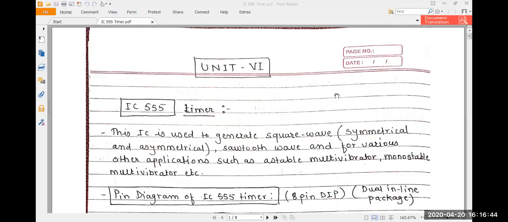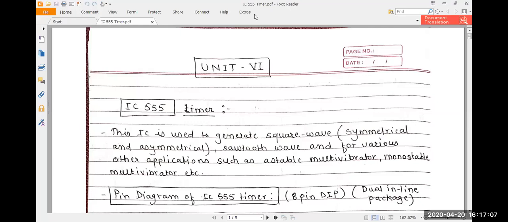Remember, symmetrical square wave signifies that the duty cycle is 50%. That means the T on time and T off time are the same. So that is what you mean by symmetrical square wave. And asymmetrical means you can vary the duty cycle and adjust according to your application.